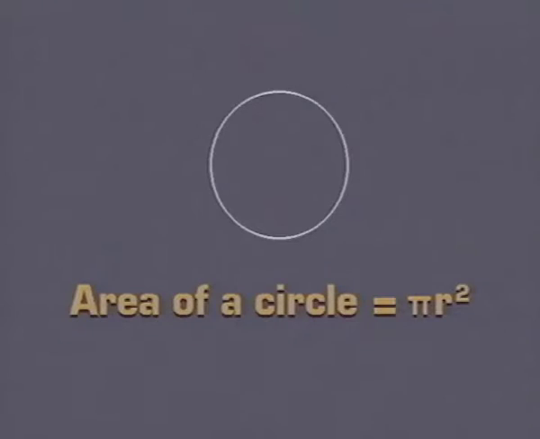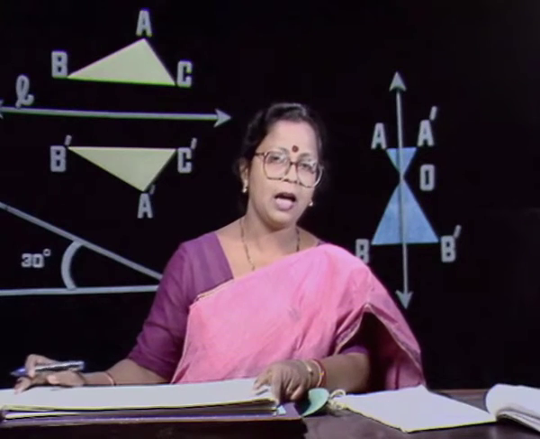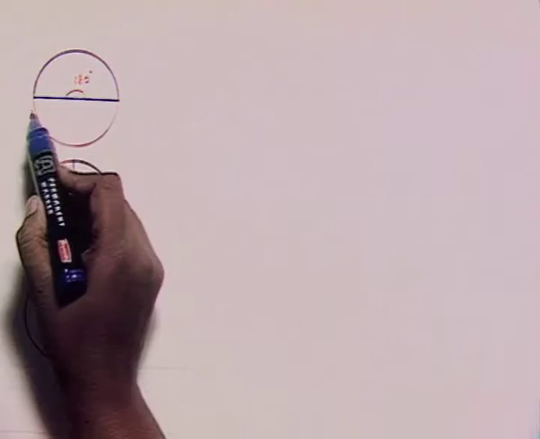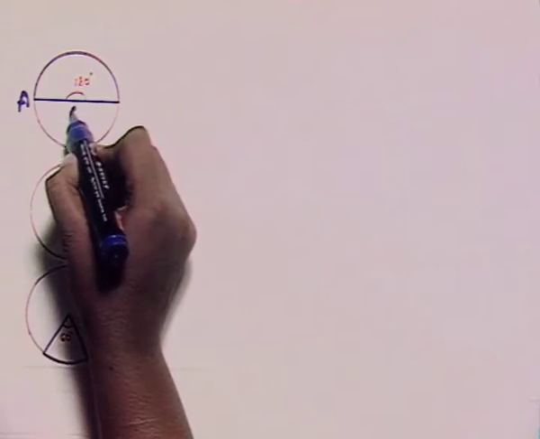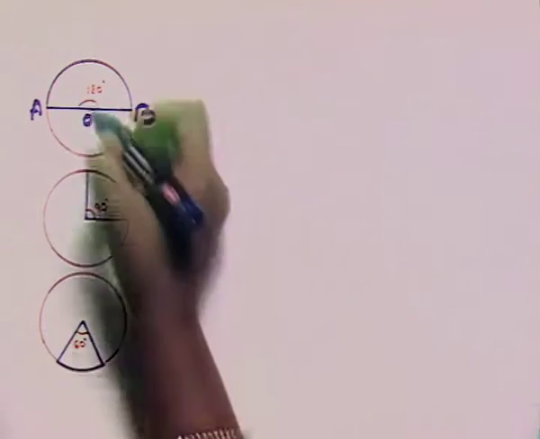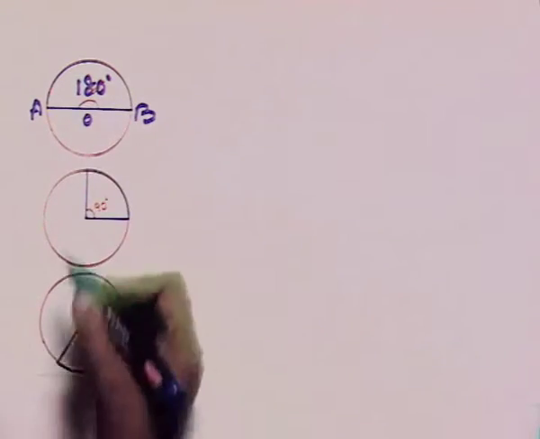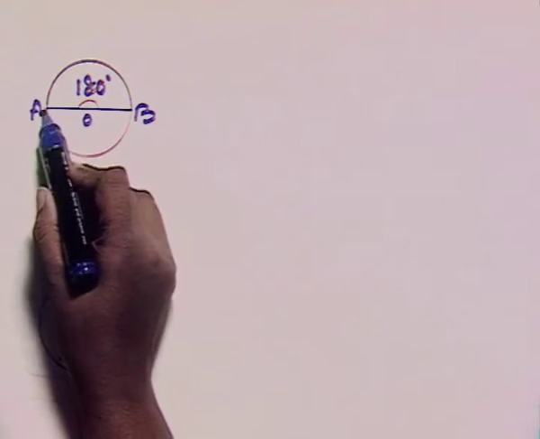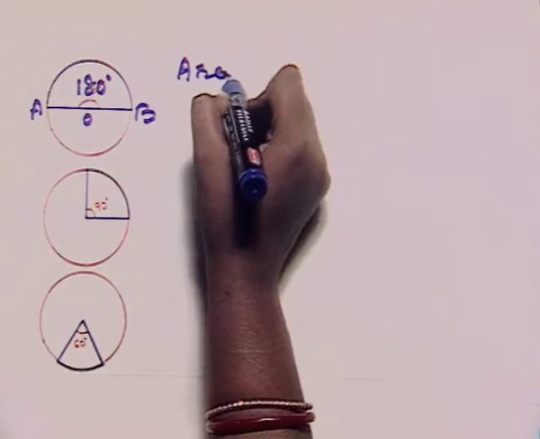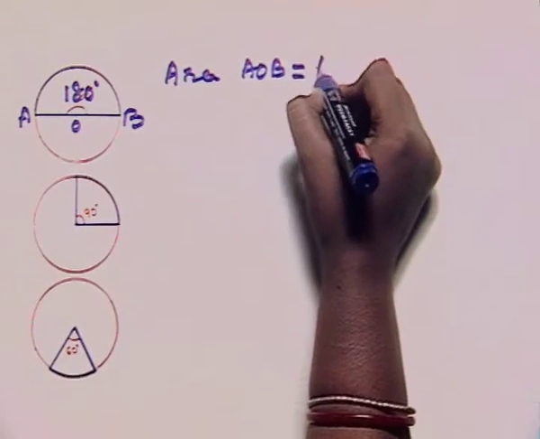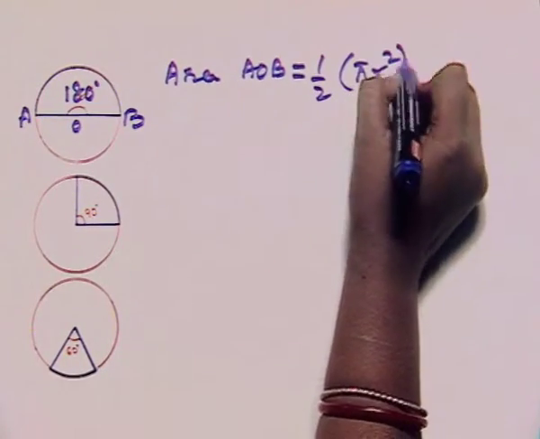We have learned that area of the circle is pi r square whose radius is r. So, can you tell what will be the area of this sector AOB, which is making an angle of 180 degree at the center? Since this is a semicircle or half of the circle, therefore, the area of the sector AOB will be equal to half pi r square, is not that so?